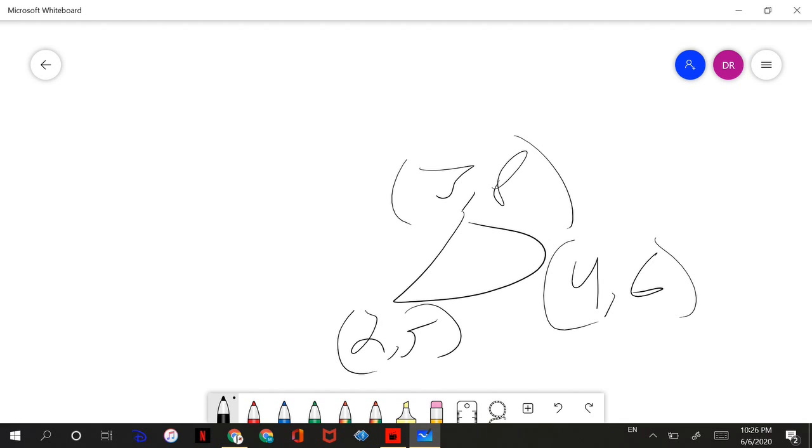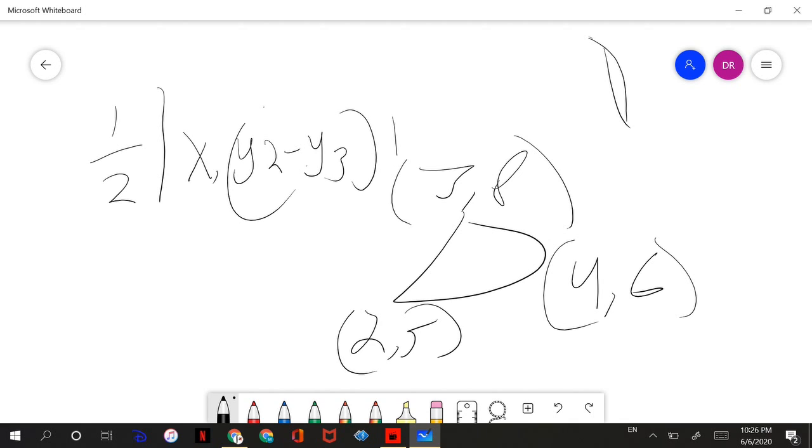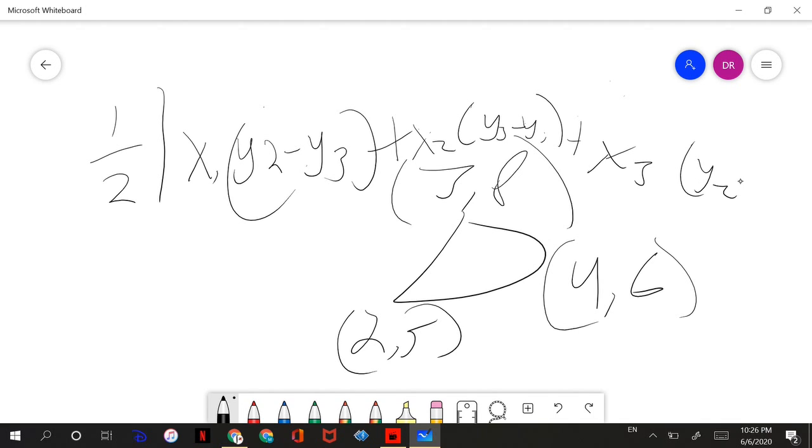So it is 1/2 of the absolute value of the first x times the difference between the second and the third y, plus the second x times the difference between the third and the first y, plus the third x times the difference of y1 minus y2, and the absolute value sign.